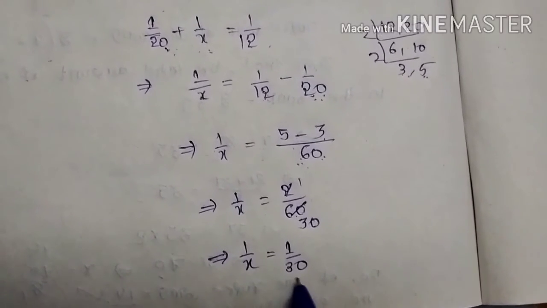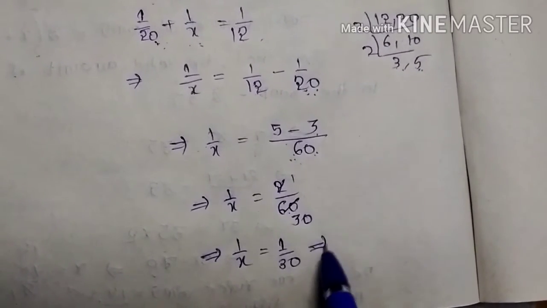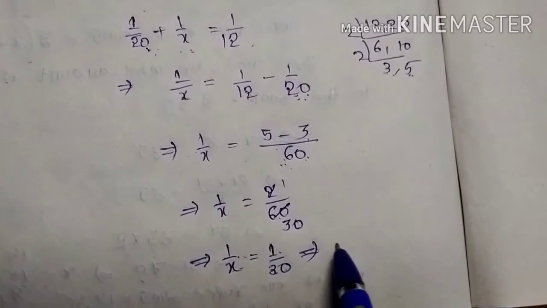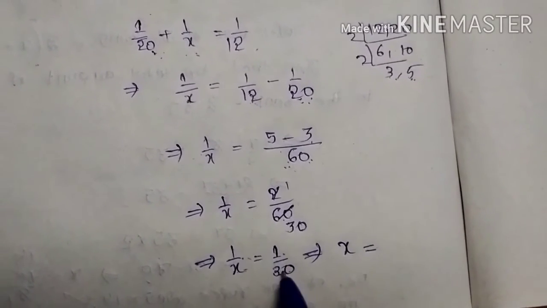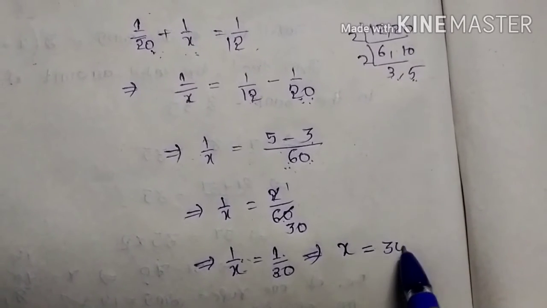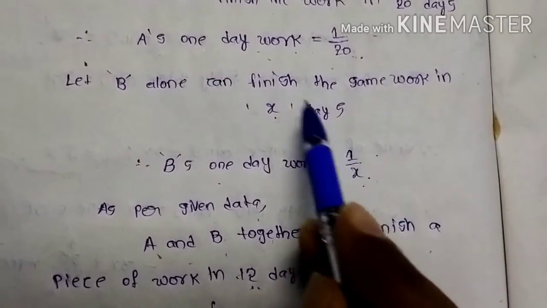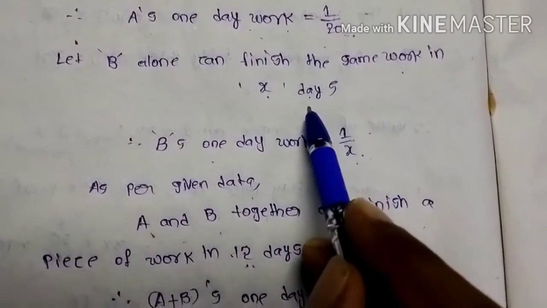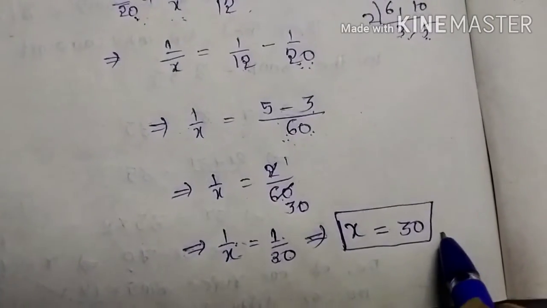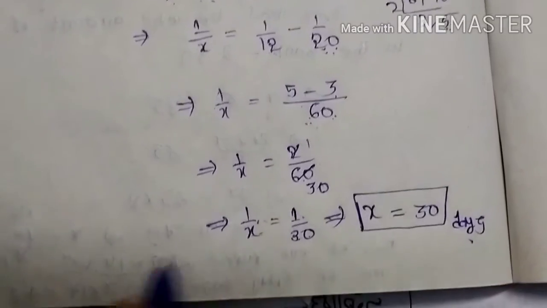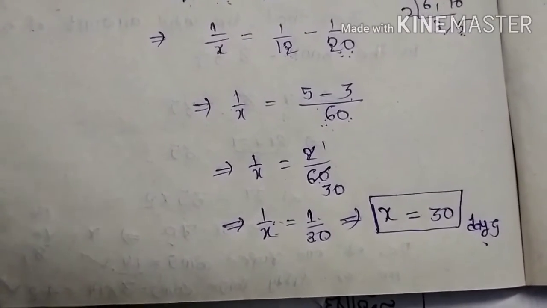Yes or no? Just you can do cross multiplication here. Cross multiplication means 30 into 1, and X into 1. That means X into 1 is X only, is equal to 30 into 1, which is 30. What do you mean by X? You can see your question. X means B alone can finish the work in how many days? X days. That means X is equal to how many days you got here? 30 days.